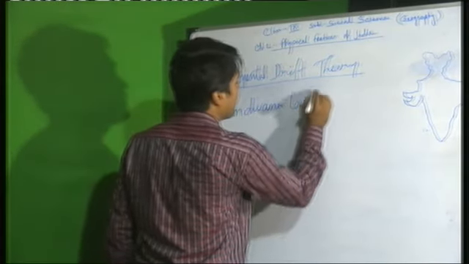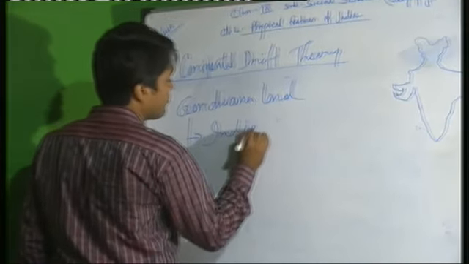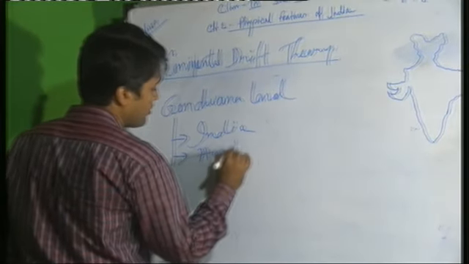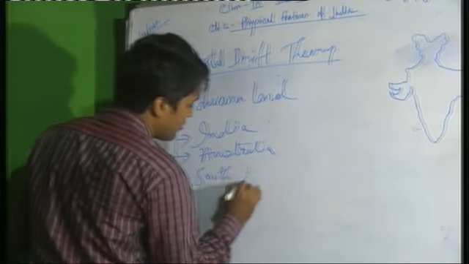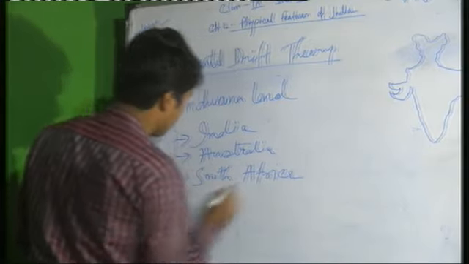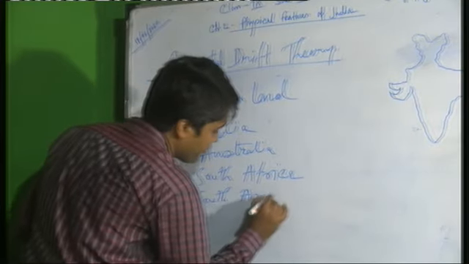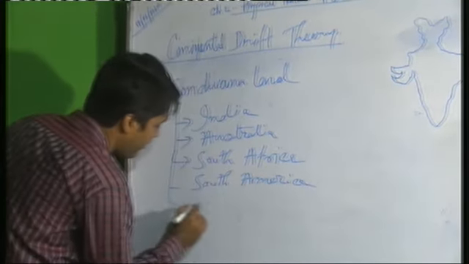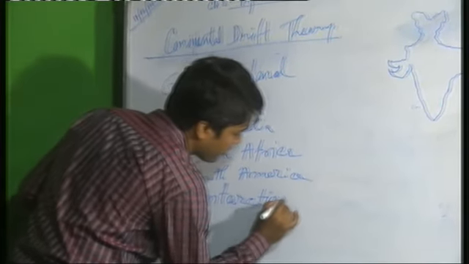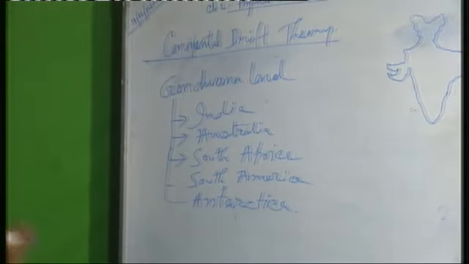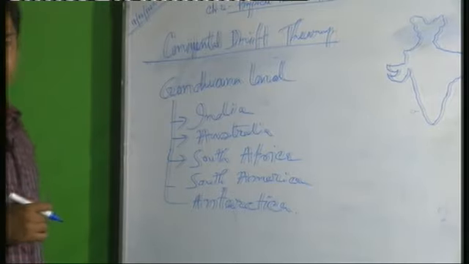Gondwana land, India, Australia, South Africa, South America, and Antarctica. All these countries and continents are situated all together and form Gondwana land.